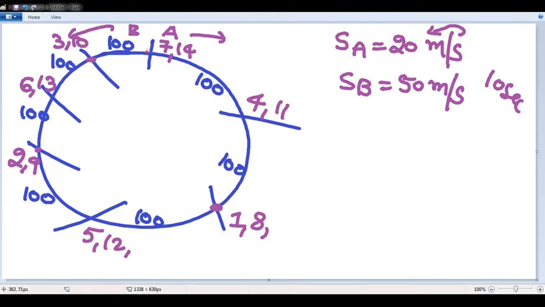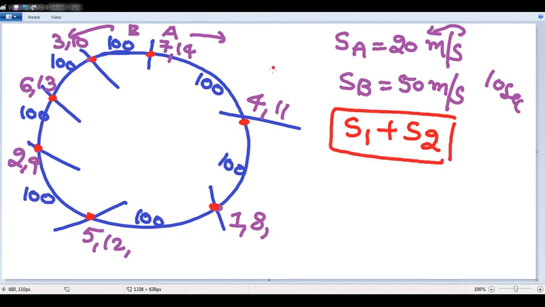Let us see. This is 1, this is 2, this is 3, this is 4, this is 5, this is 6, this is 7. So the number of distinct meeting points is given by S1 plus S2 if two people are traveling in the opposite direction. It is always S1 plus S2.